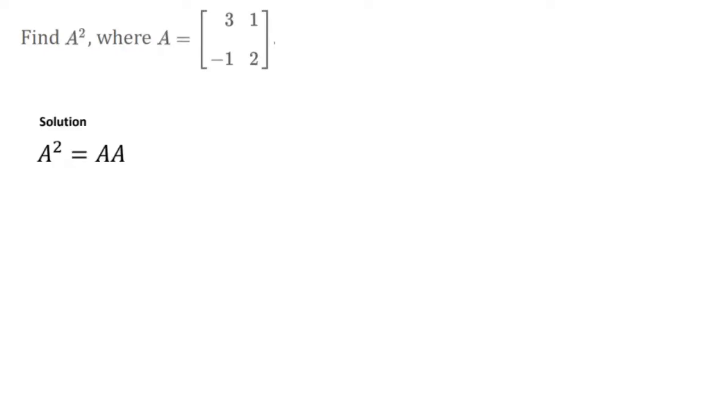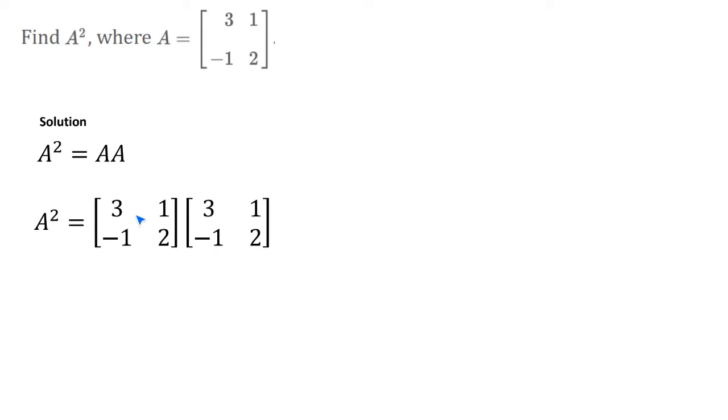So we might be able to have time for 2 more. But here we have A squared, which is the same as A times A. So we're multiplying A times itself. The orders are the same, 2 by 2, 2 by 2. So notice the inside numbers are the same, so my result is going to be a 2 by 2.